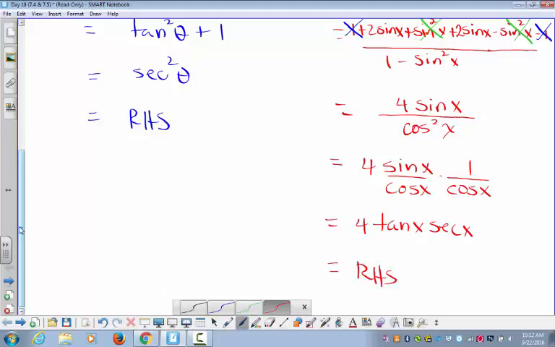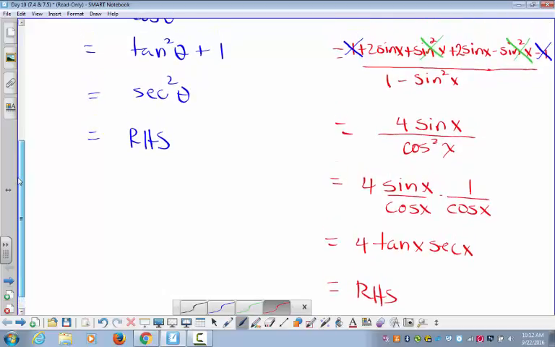Any questions on any steps there? So again, these things are just kind of trial and error. Just sort of do stuff. Just start working.